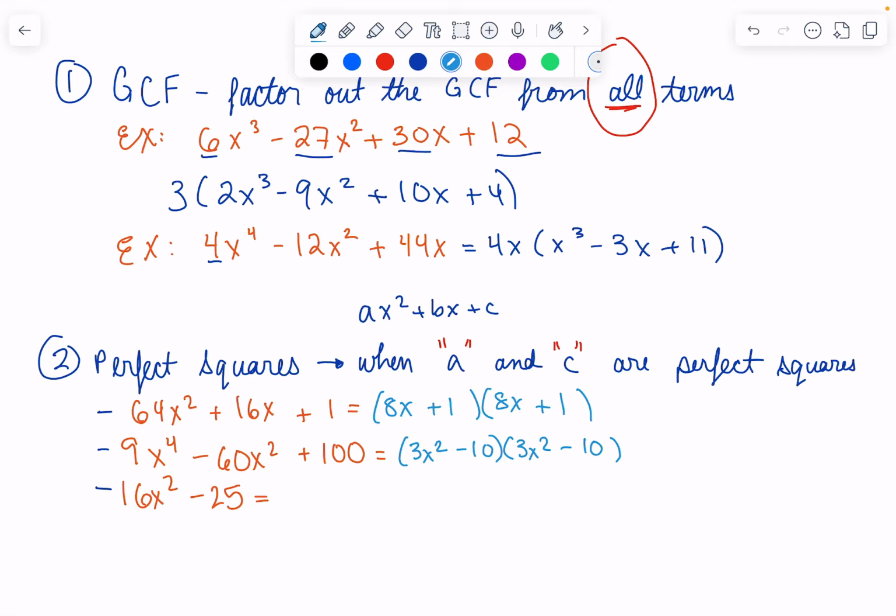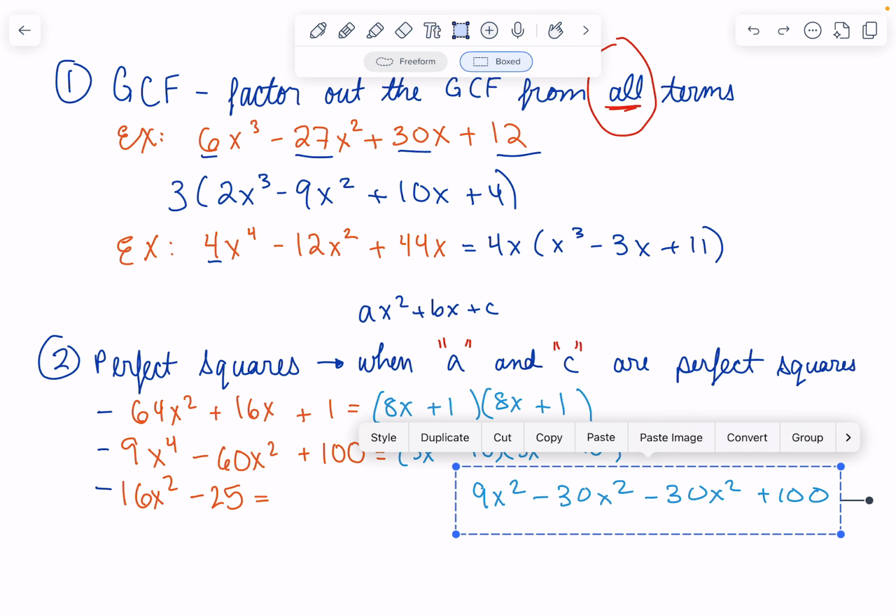Again, let's just check that to confirm. First, outer, inner, last. Combine your like terms, and you do in fact get negative 60x squared, so that's how we know we're doing it correctly.